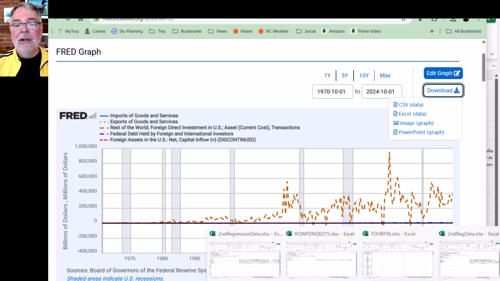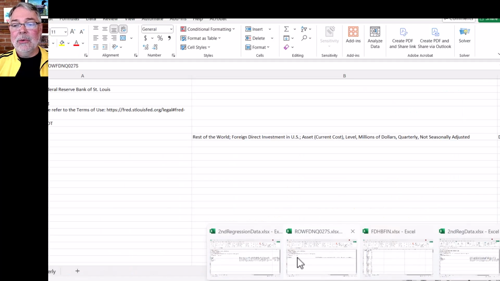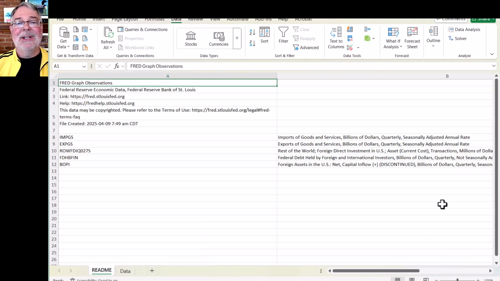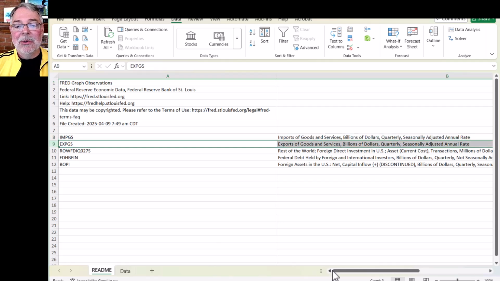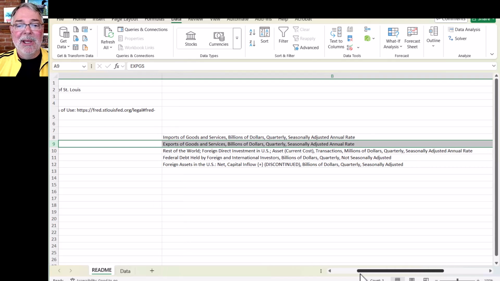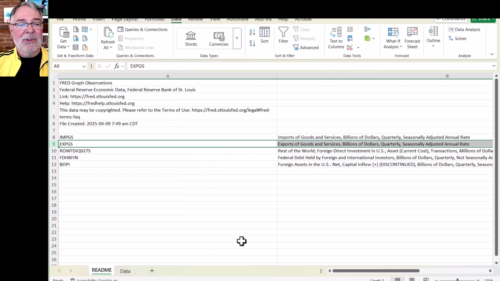Okay, and so let's go to that Excel spreadsheet. Here we go. And on the README page, you also get this, right? The nice thing is we get the README page that says where it's from, and it tells you as much as FRED tells you about these things. Sometimes I wish they would explain better what these are, what's included and not included in here. You have to do some research and backtrack it.